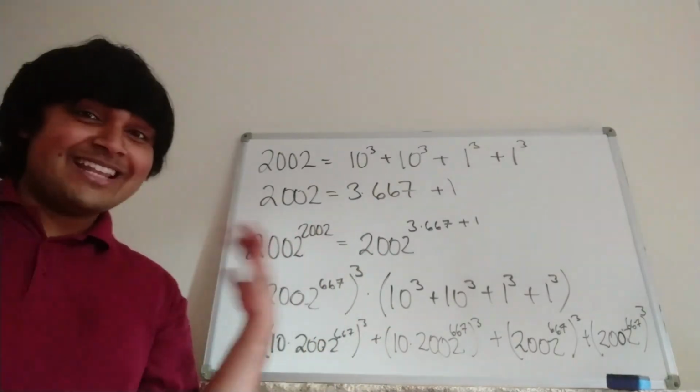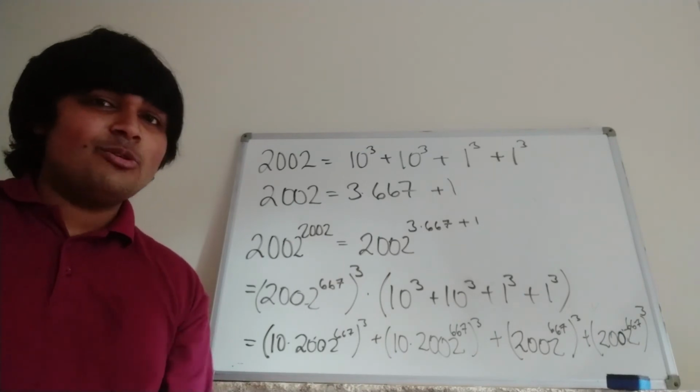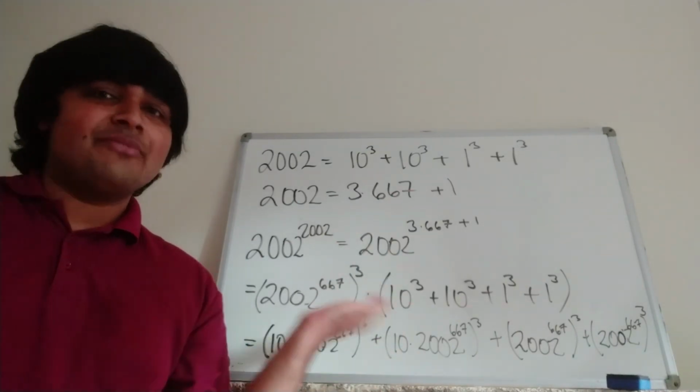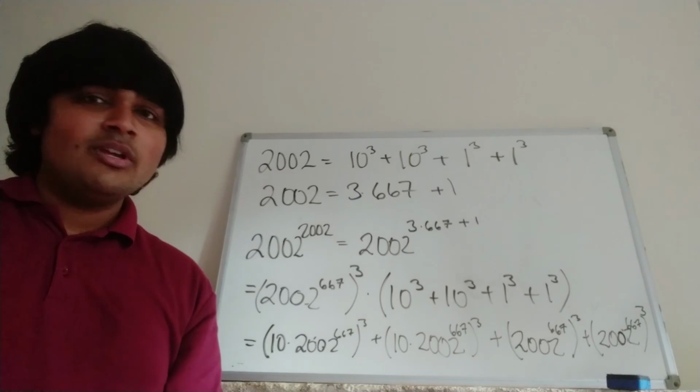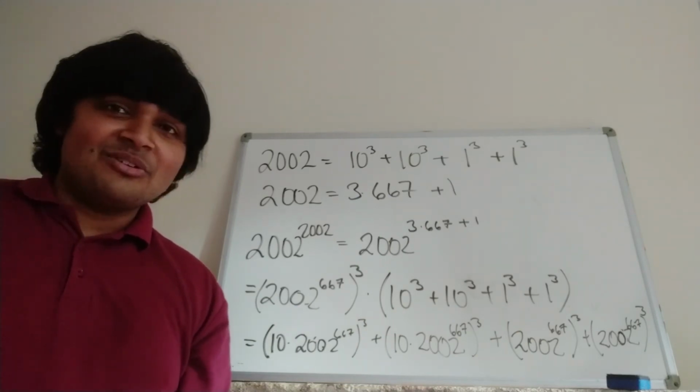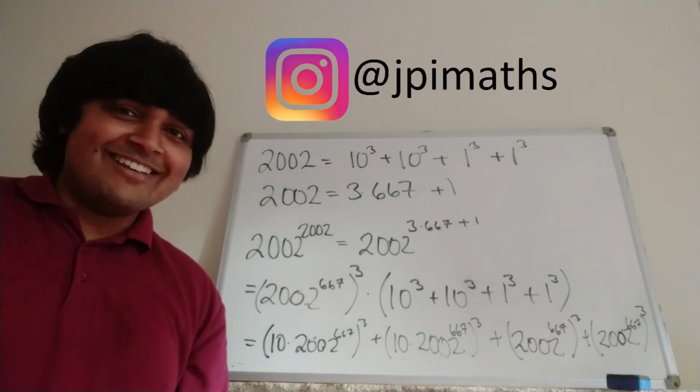So that's a solution, and that shows that the minimum n is 4, because we showed that it has to be at least 4, and we've given an example for when n equals 4, so we're done, and that solves the problem. I hope you have enjoyed this number theory problem.